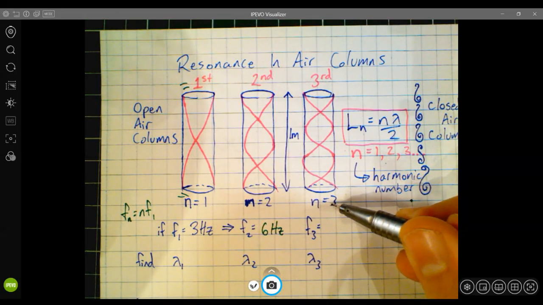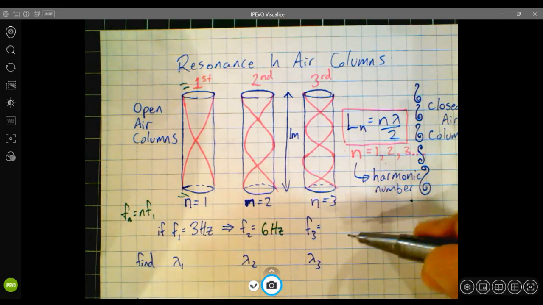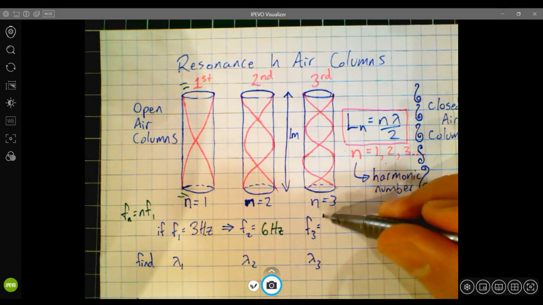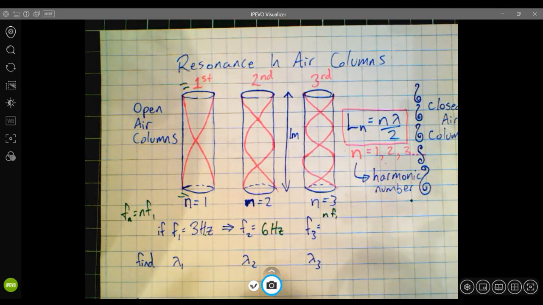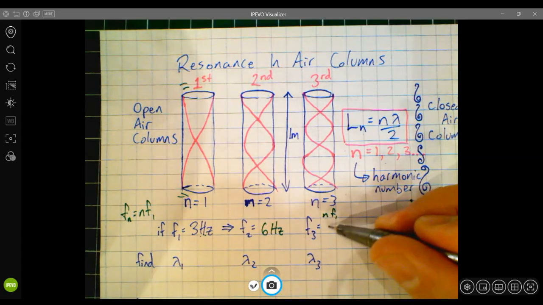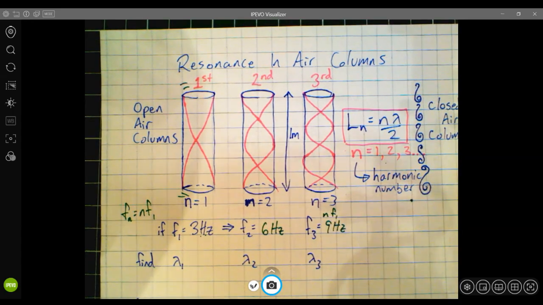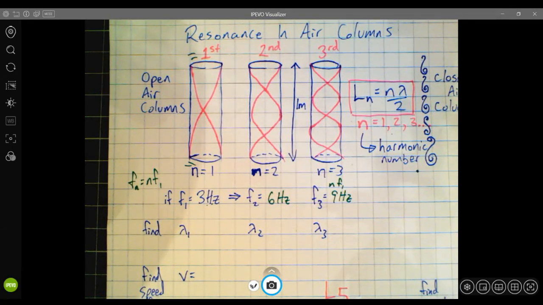Again, for the third harmonic, it's 3 times the first harmonic, 3 times 3, because it's n times F1. 3 times F1 is 9 hertz. So we could calculate the harmonic frequencies for harmonics 1, 2, and 3. What if we wanted to find the wavelength?